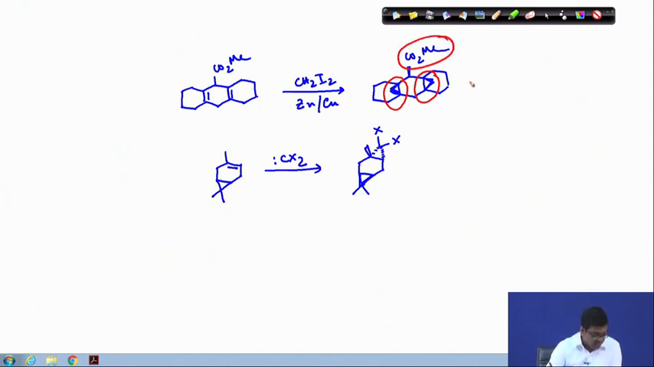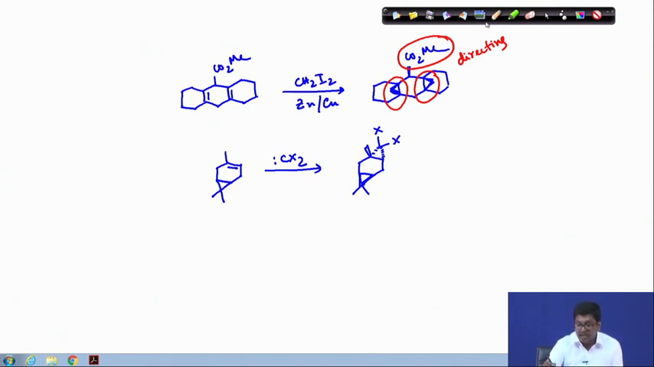This is the corresponding guiding group, or this is directing, okay, from which phase this cyclopropane will form. Here as there is no such type of heteroatom or no such type of guiding group, that is why here these two cyclopropane rings are trans to each other. Okay.